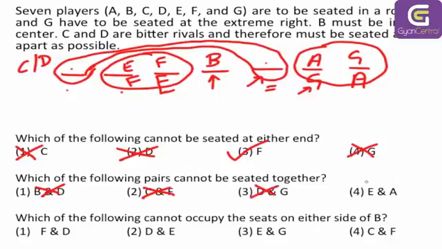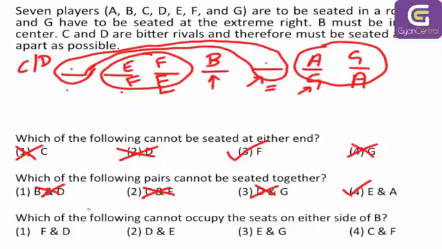So this cannot be our answer. E and A can be at this position or extreme right. E is here. E cannot have A next to it, and that is the reason why the 4th option is our answer. As a matter of fact, if 3 are eliminated, the 4th one has to be the answer.